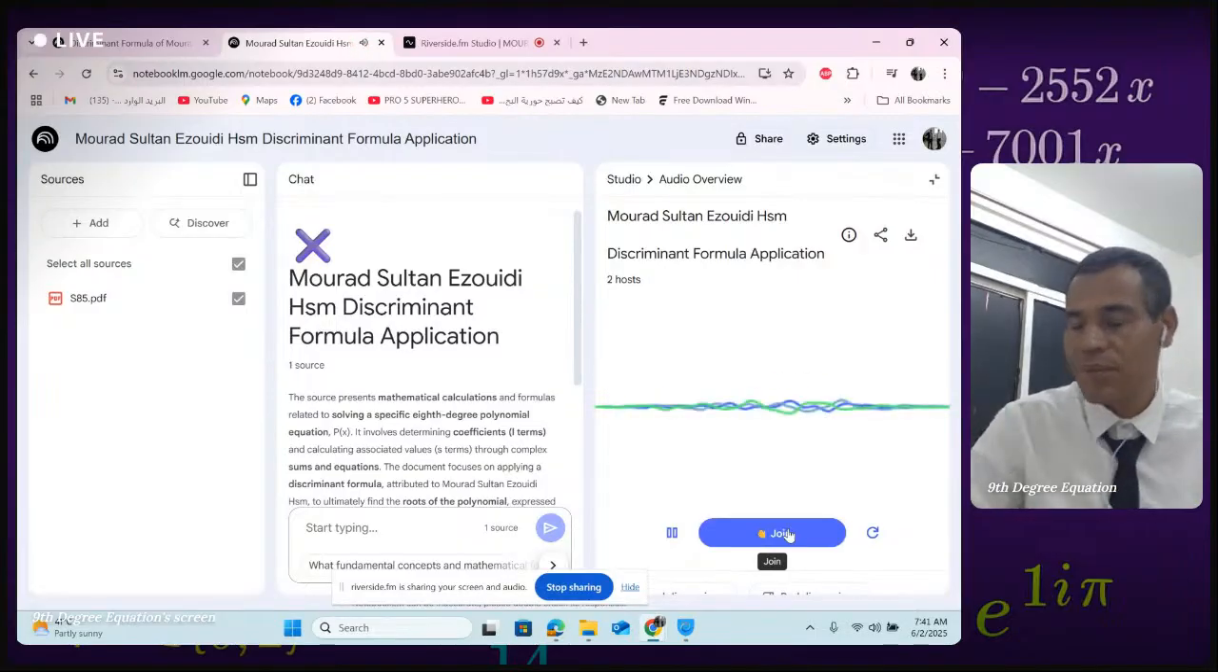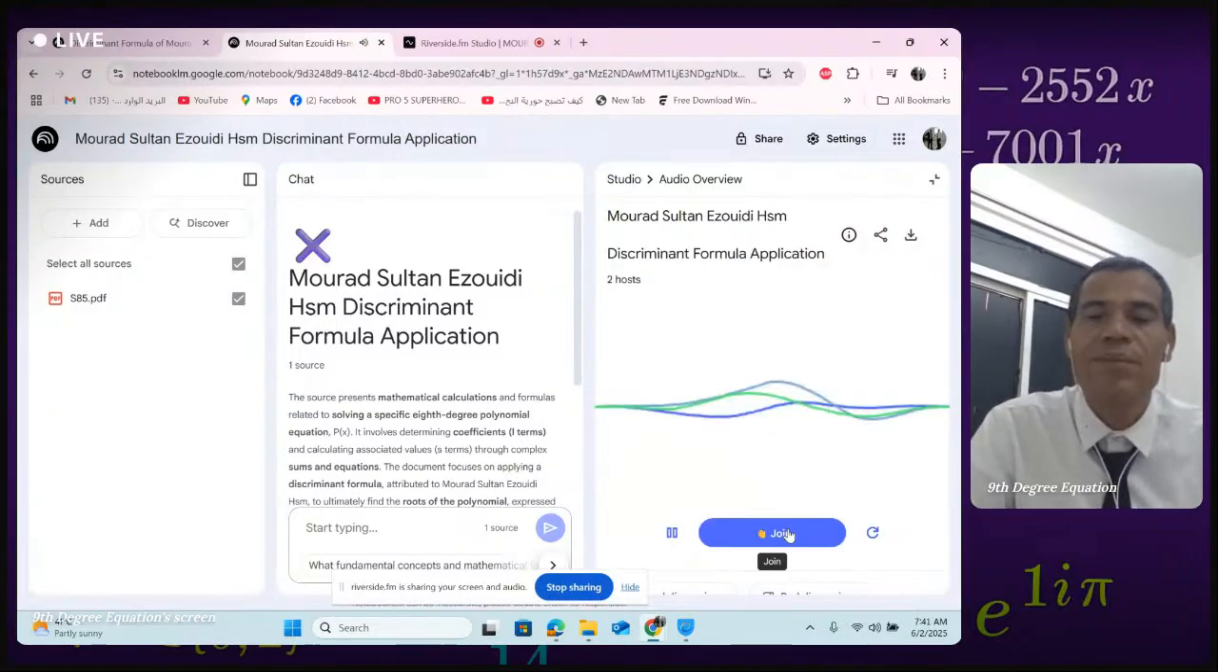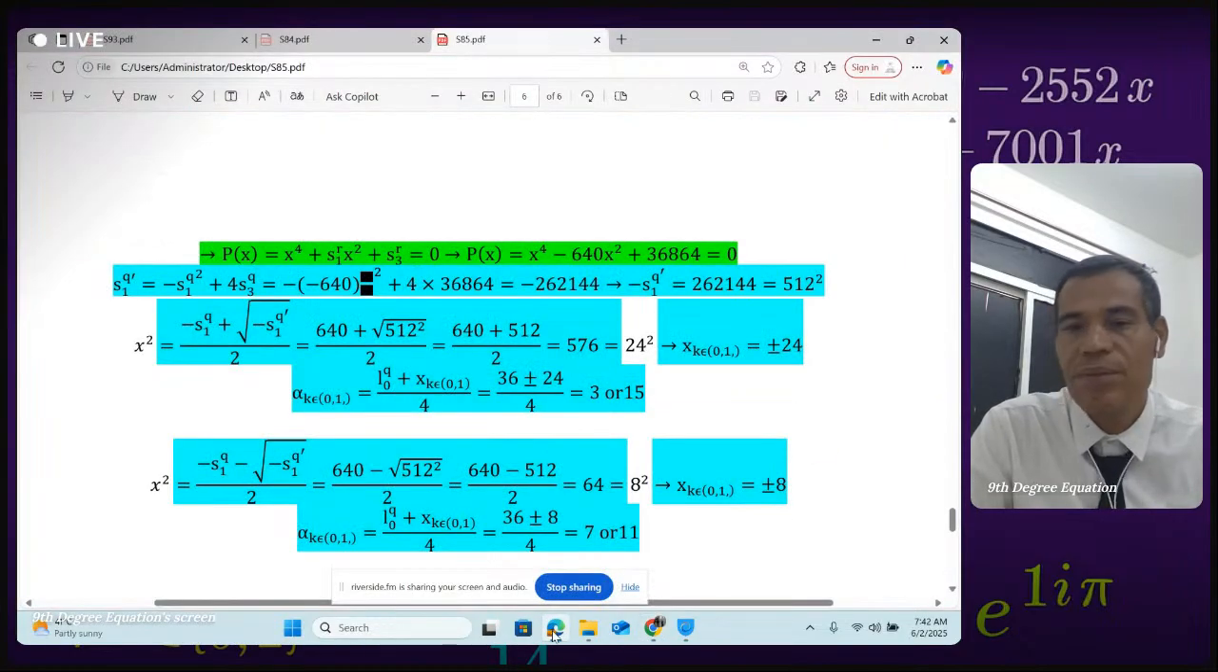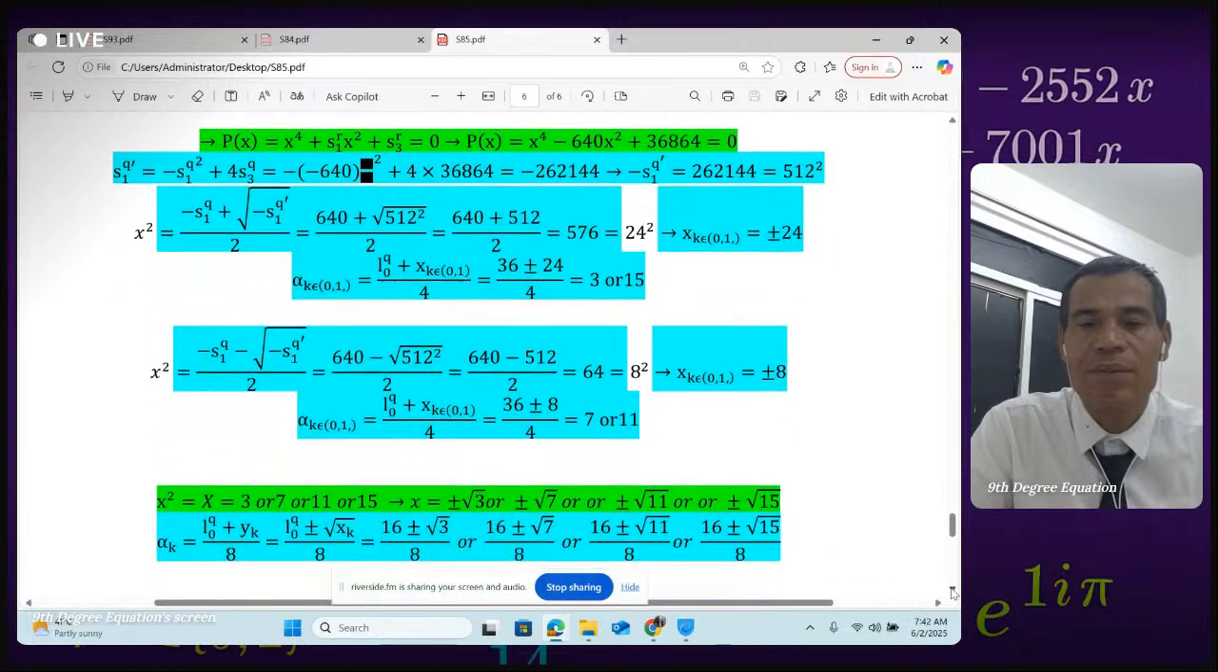It sounds like you've jumped ahead to the roots. That's fantastic that you're already finding them. You're right, those values of 3, 7, 11, and 15 for x are key. And taking the plus or minus square root of those gives us roots for x. Exactly as you said. Add a 3, then 7, and add 11.